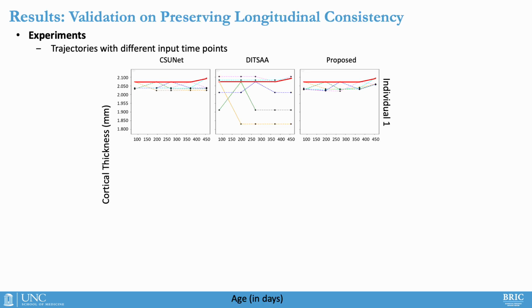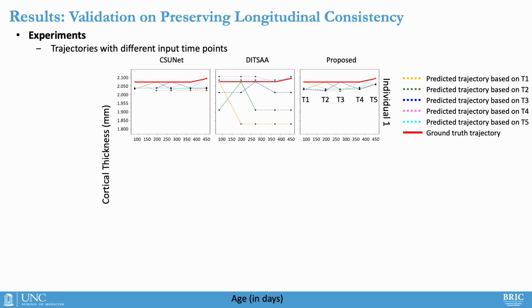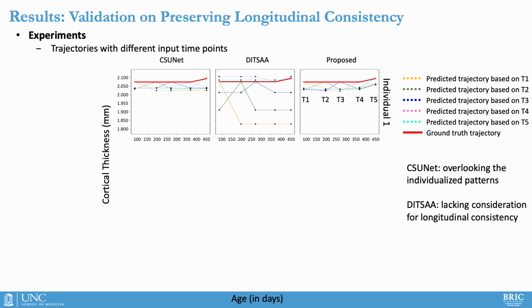To evaluate if the longitudinal consistency is successfully preserved, we first illustrated the individual-level trajectories predicted by different inputs. For individual 1, there are 5 time points. Each color of dashed line denotes a predicted trajectory from a different time point. We can clearly see that the CSUNet shows the same value at any age, indicating a tendency towards average results and overlooking the individualized patterns. The DITSAA preserved more individualized patterns, but significant gaps were observed between results based on different inputs. In contrast, our method demonstrates strong consistency among the trajectories and closely aligns with the ground truths.